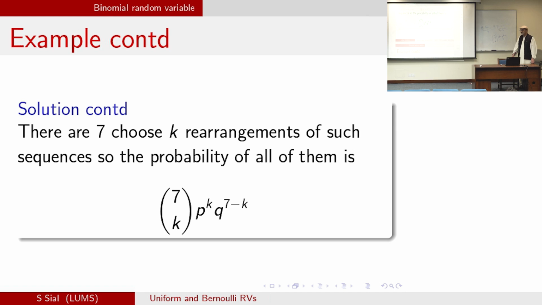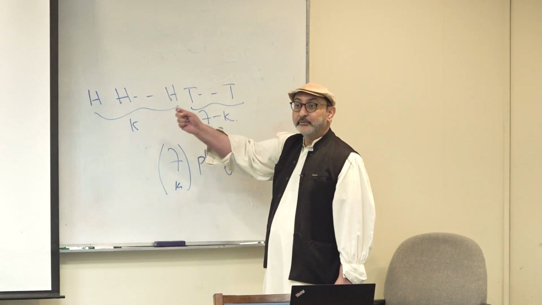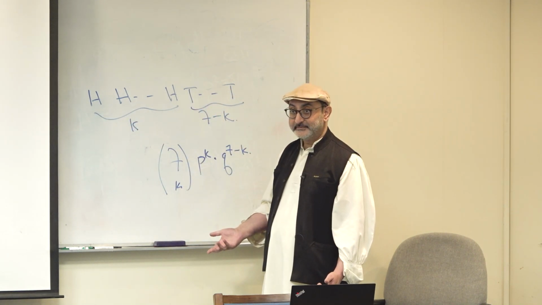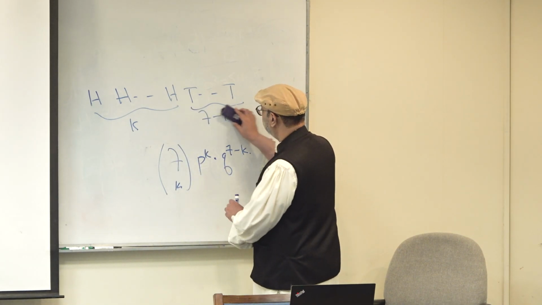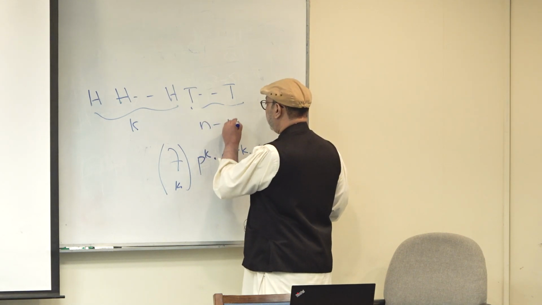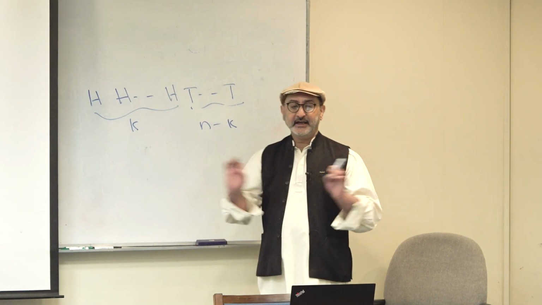I started with 2 flips. Then I had 7 flips. Then I said, well, 2 H's, well, k H's. I've been generalizing as I've gone along. What's the next generalization? N number of flips. Yeah, we should have n number of flips. We're going to have a total of n flips. So we're going to say, what about k H's and n minus k T's?